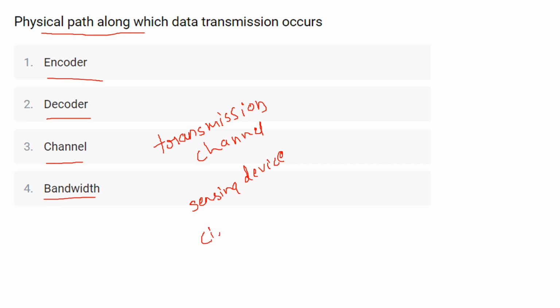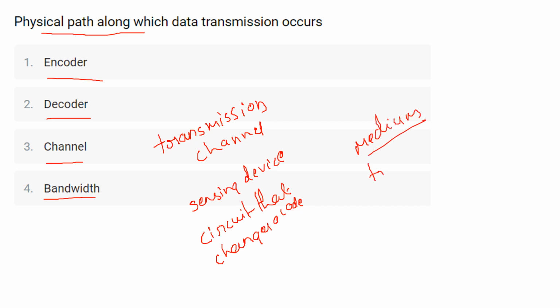So it is a circuit that changes a code. Then what is a channel? It is a medium used to transport the information from one network device to another. So it is a medium. And why is it used? It is used to transport information.